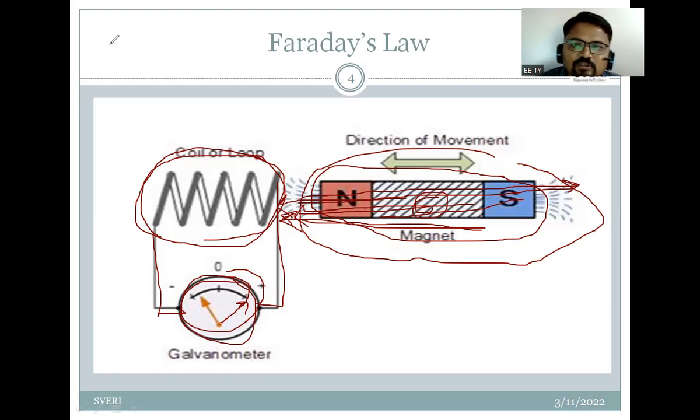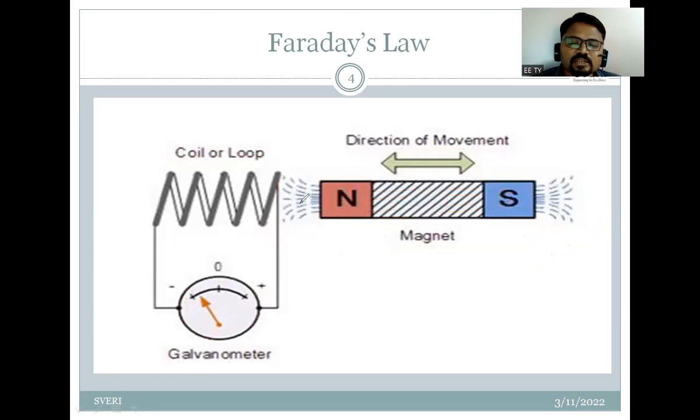See, here they have shown near this, what is shown here? The magnetic field of that magnet. And whenever the word magnetic field comes into the picture, another word comes along with it, that is the magnetic flux.